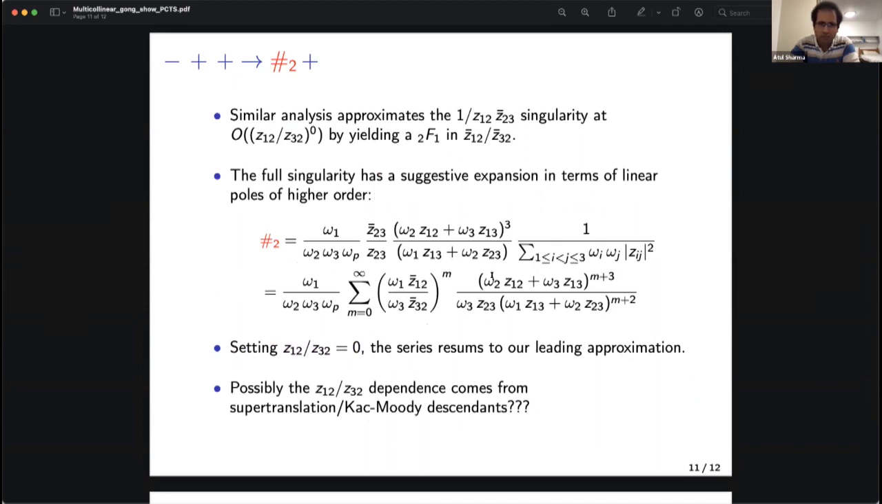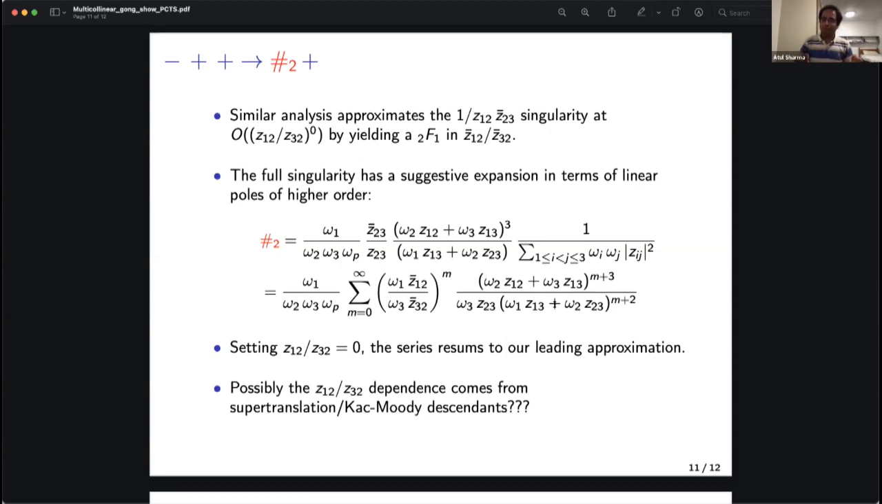Here are some suggestive notes that I've put in. Actually, the other singularity, you can expand instead in Z-bar12 and Z-bar32. And you have a very beautiful structure here. Even this seems to be expandable in terms of these higher order linear poles. And when you Mellin transform, you just get more complicated Mellin-Barnes, Gelfand hypergeometric functions.